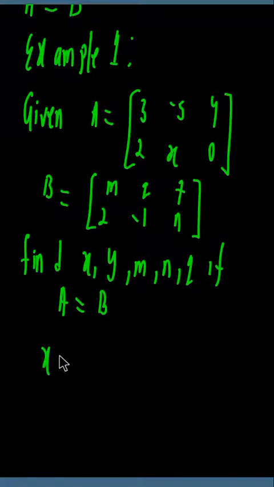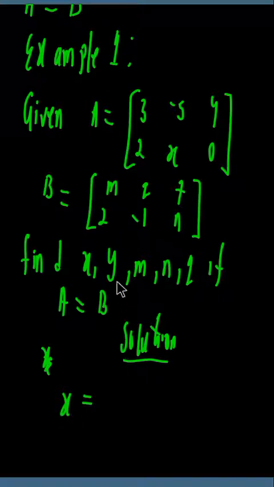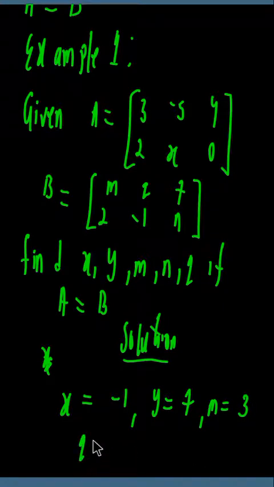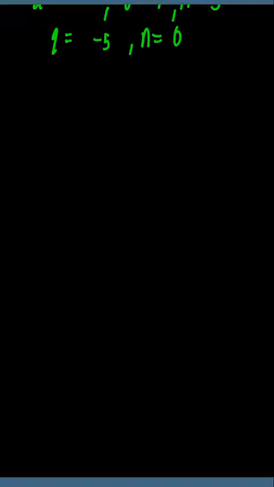So our solution: our x will be equals to minus 1. Our y will be equals to 7. Our m equals to 3. Our q is equals to minus 5. And our n is equals to 0. So that is it. Very simple, nothing to solve there. Now there's another type of matrix called conformable matrix.